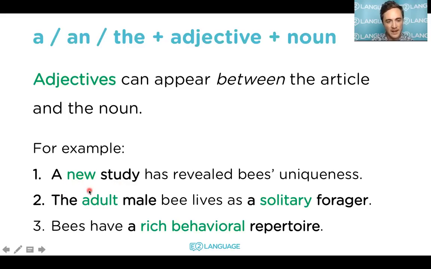Here we've got the adult male, B, lives as a solitary forager. Okay, it could be adult B as well, actually. And number 3, bees have a rich behavioral repertoire. This one has 2 adjectives between the article and the noun. So here's another rule. Adjectives can appear between the article and the noun. Okay, a new study, the adult male bee, a solitary forager, a rich behavioral repertoire.